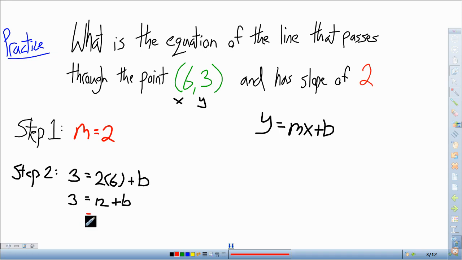From here, solving for b, getting rid of 12 by subtracting. 3 minus 12 gives us a negative 9. And there it is, our y-intercept, our b value is negative 9.